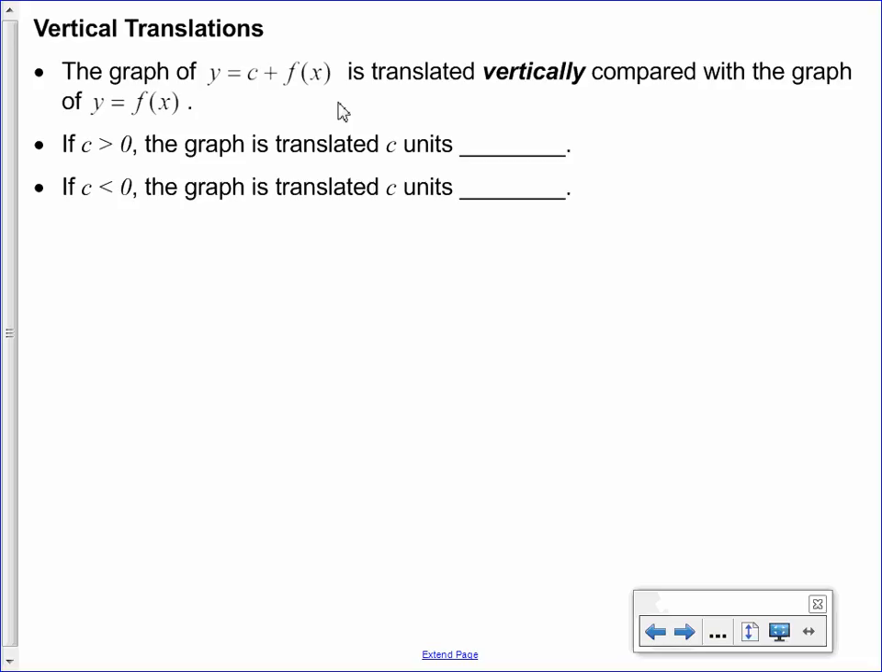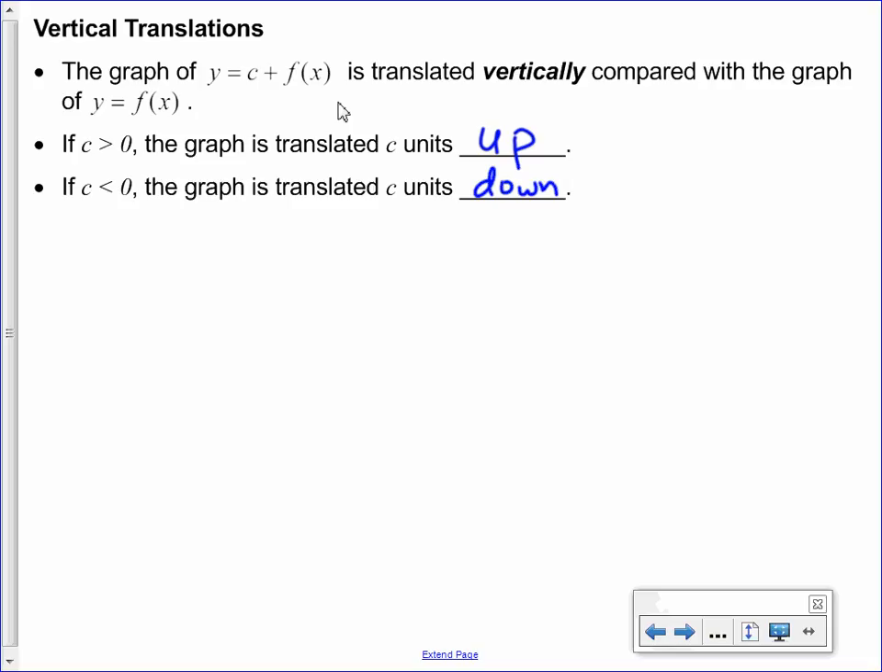To determine if a graph goes up and down, it's if you're adding or subtracting anything outside of the parentheses where it has sine and cosine. That moves it up and down. It is not in parentheses, so for this, you do not flip. If you are adding something, in other words, if C is positive, then your graph is going to go up. If your C is negative, your graph is going to go down.